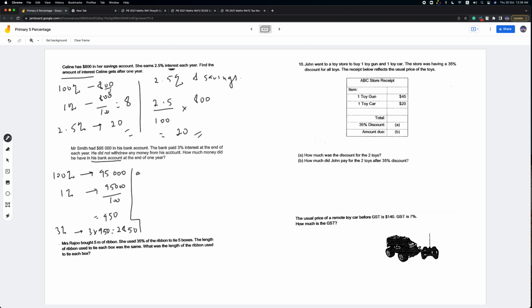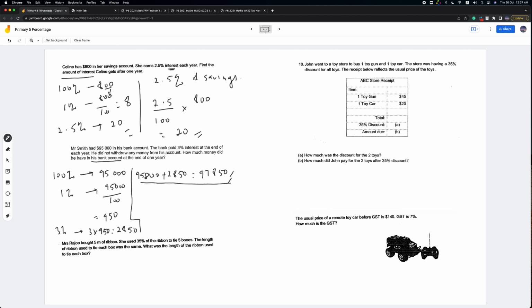And the addition will be 95,000 plus 2,850. So we have 97,850. This is our answer.